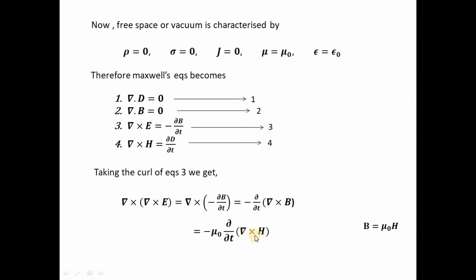Again, the curl of H, that is del cross H, is nothing but the partial derivative of the electric displacement vector with respect to time t. So we will put this here, and we will get this. Again, the electric displacement vector, if you remember, is nothing but this. So we can substitute epsilon naught E instead of D, and therefore we will get our final expression of this form. And let this be equation number 5.